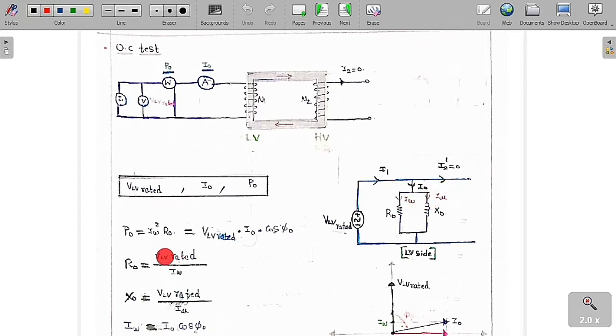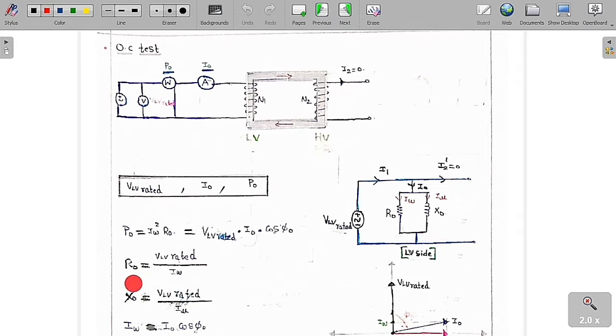The power absorbed at this no load condition is equal to IW square into R0, which is equal to V LV rated into I0 into cos phi naught. So these are the two formulas we can apply. Or simply another formula, V LV rated into IW, you can also use. Any of these formulas is correct, because only the resistor is going to consume power but not the inductor.